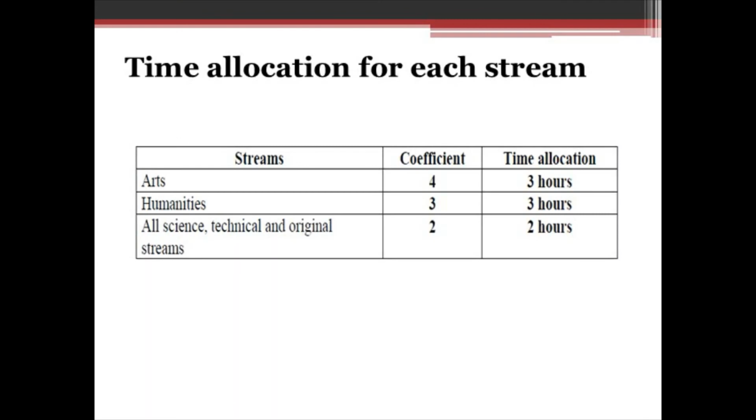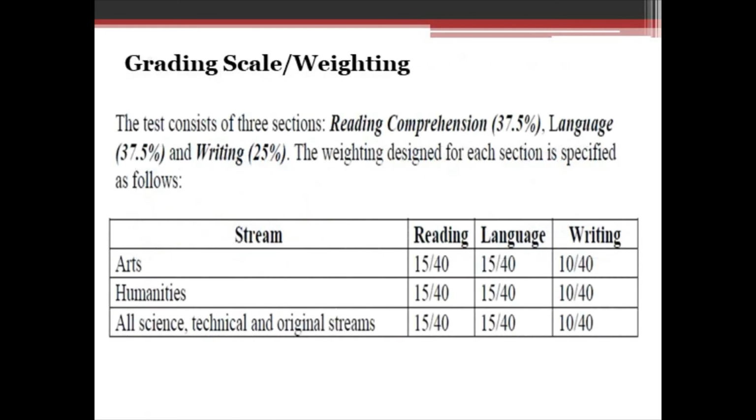Now, let's talk a little bit about grading scale or weighting. The test consists of 3 sections, we know this: reading comprehension, language, and writing. For reading comprehension, you have 37.5%. For language, 37.5%. And for writing, 25%. The weighting designed for each section is specified as follows. The table shows streams, reading, language, writing. For reading you have 15 out of 40, language 15 out of 40, and writing 10 out of 40.